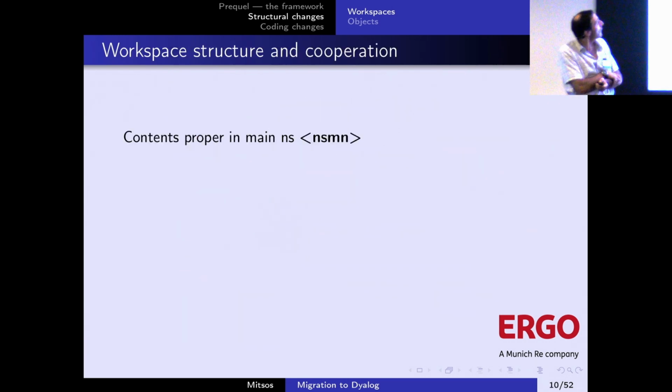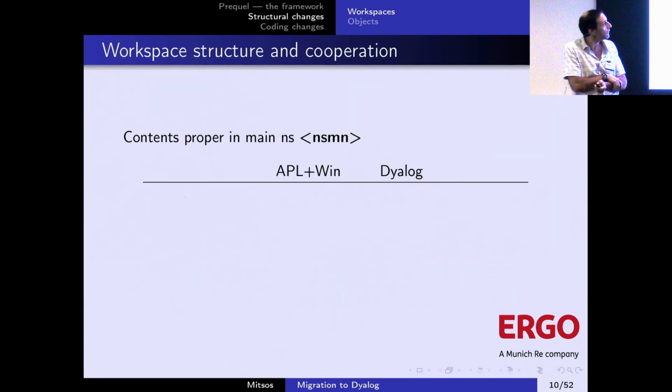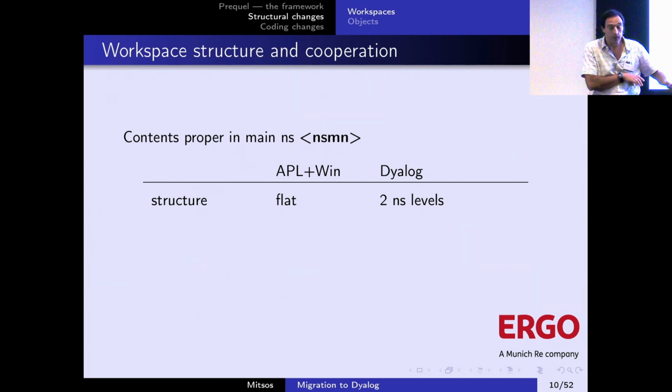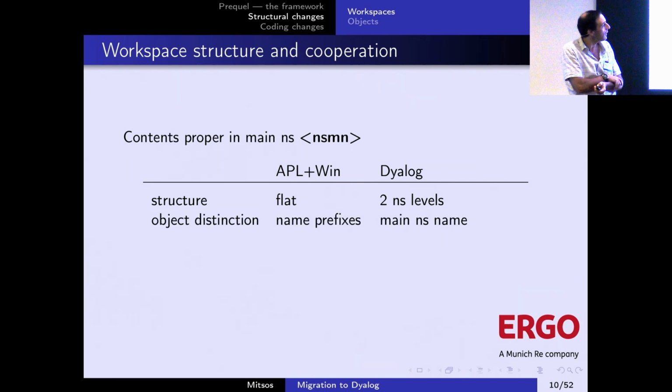Okay. The contents one level down the main namespace are also namespaces. This means in APL+Win I had a flat structure. In Dyalog I have 2 levels of namespaces, and under this second level of namespaces the functions and operators. In APL+Win the distinction of objects was through name prefixes, and in Dyalog it's through the main namespace name. So this was the easy part of the migration because I had used this distinction.